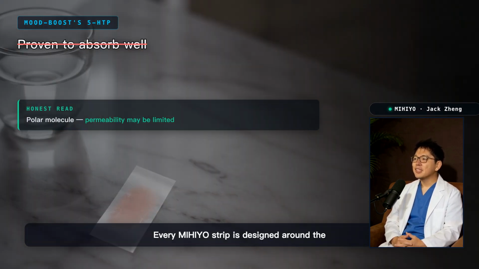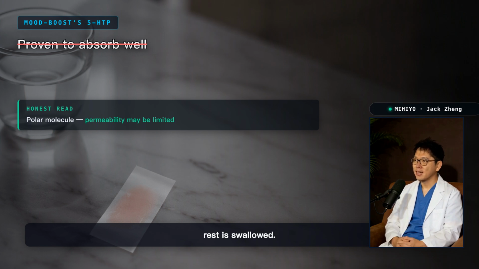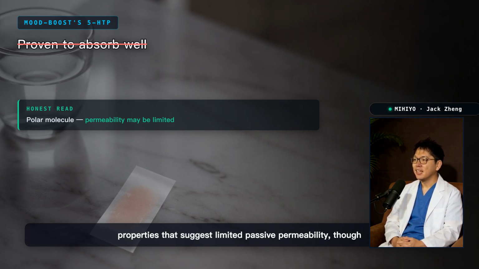Every MIHIYO strip is designed around the same question. Given a molecule's size and properties, how much of a dose has a realistic chance to cross before the rest is swallowed? 5-HTP in our mood boost strip is a relatively polar molecule by published data, properties that suggest limited passive permeability, though that is not the same as measured proof either way.